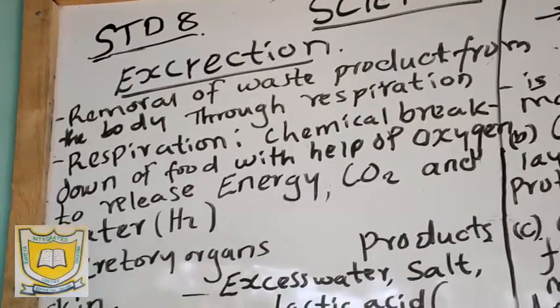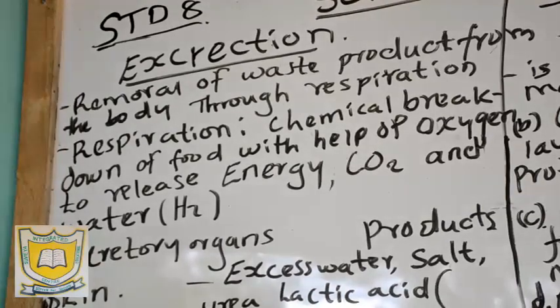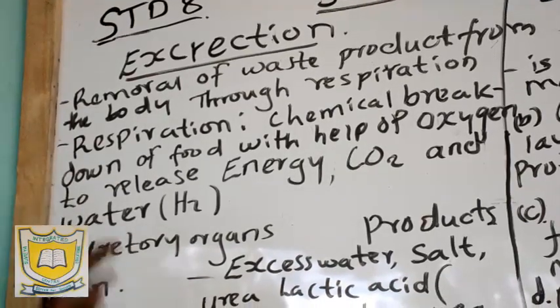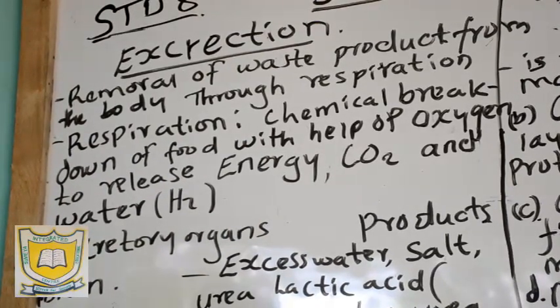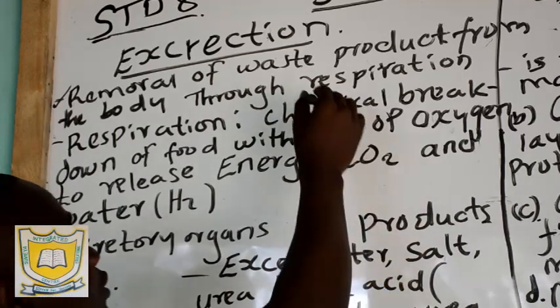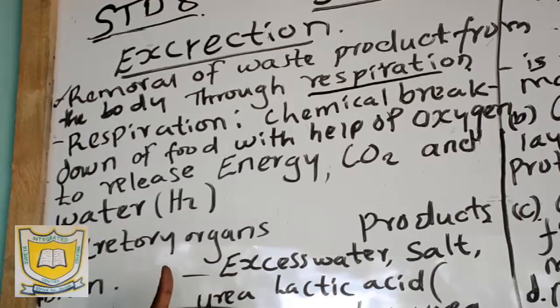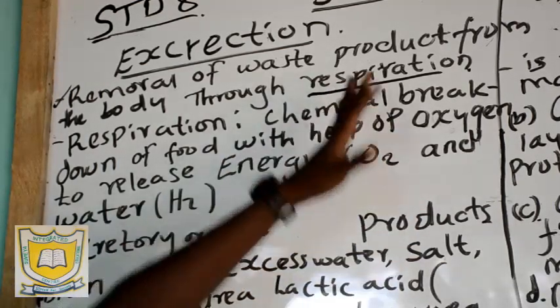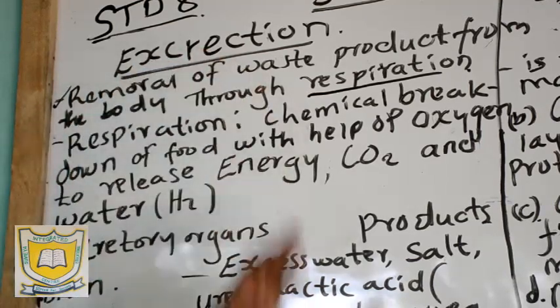That is the excretion. When you talk about excretion, we have to understand the term excretion. The definition of the term excretion is the process by which we get rid of waste products, or the removal of waste products from the body. The process by which we produce waste products is respiration, but the process that removes them is called excretion.